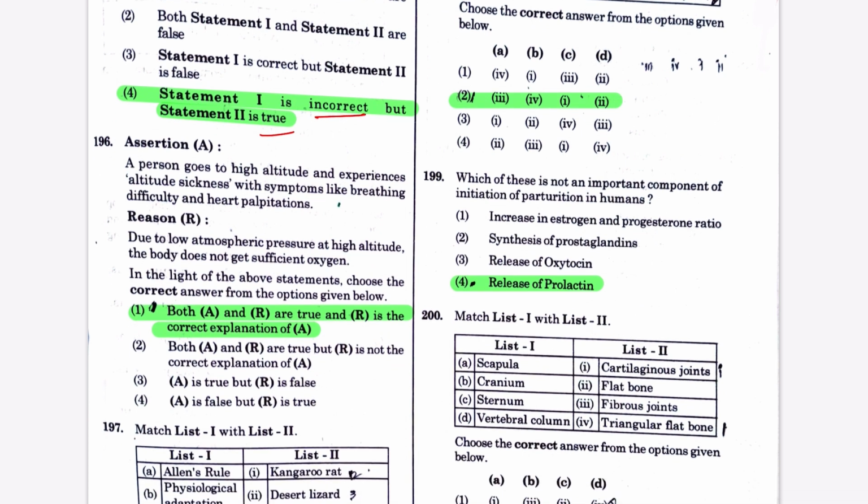Look at 196. A person, when he goes to high altitude, will experience altitude sickness, and the symptoms would be breathing difficulty and heart palpitations. This is the assertion, and the reason is that this happens because of low atmospheric pressure at high altitude. That particular person will not get sufficient oxygen. So the reason is also right, and the reason is the correct explanation for this assertion. So both A and R are right, and R is the correct explanation for A.